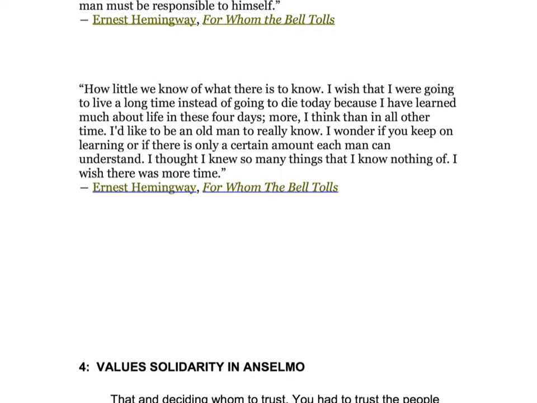"Because I've learned so much about life in these 4 days, more, I think, than in all other time. I'd like to be an old man to really know. I wonder if you keep on learning or if there's only a certain amount each man can understand. I thought I knew so many things that I know nothing of. I wish there was more time."